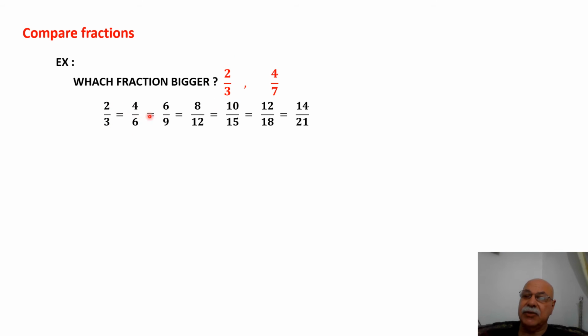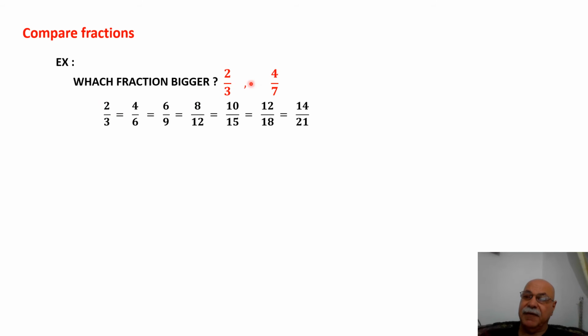He starts with the equivalent fractions. I multiply 2 by 2, I get 4. Multiply by 2, I get 6. Multiply by 3, I get 6. Multiply by 3, I get 9. Multiply by 4, I get here also 12. 4 times 3 is 12. 5 times 2 is 10. 5 times 3 is 15. 6 times 2 is 12. 6 times 3 is 18. 7 times 2 is 14. And 7 times 3 is 21.